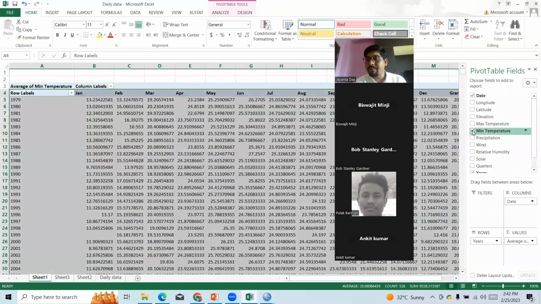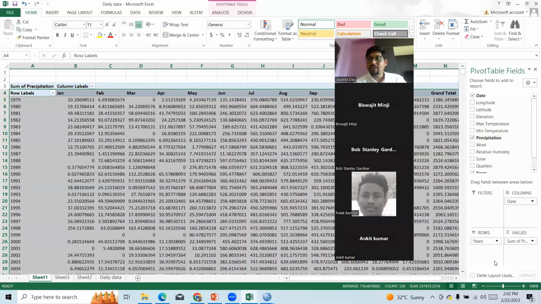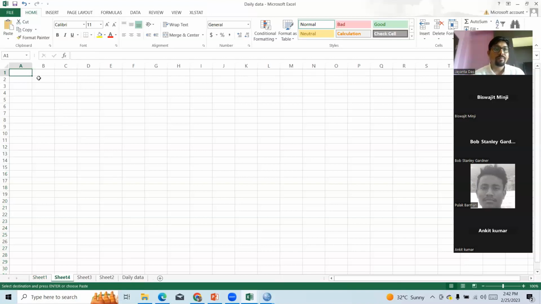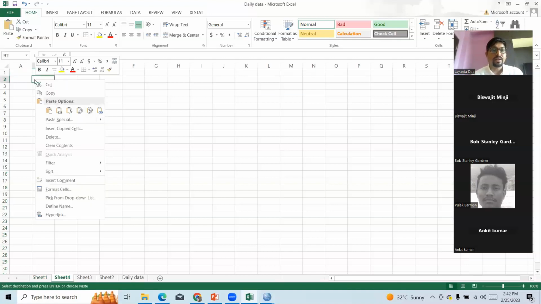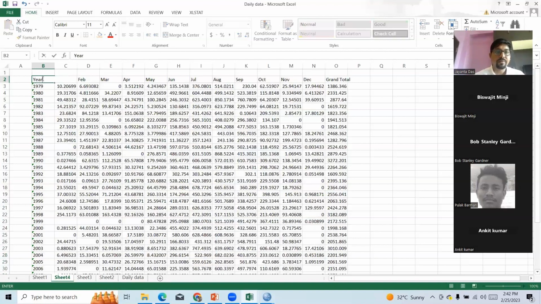Again, instead of mean, precipitation. So precipitation should be sum. Precipitation is an accumulated value, so it should be sum. So Control C. Right click. Paste as value. Year. Precipitation, right?